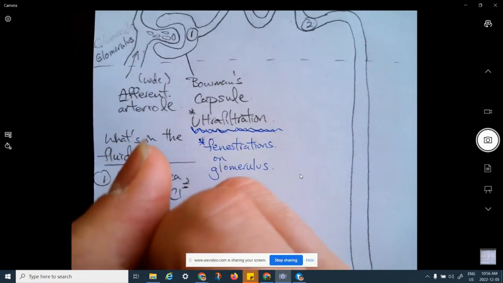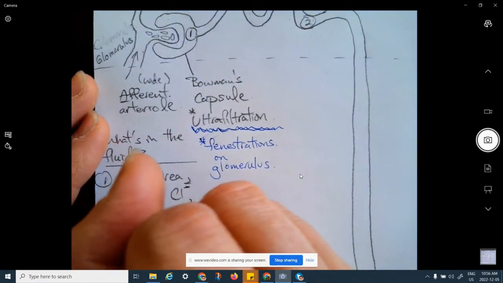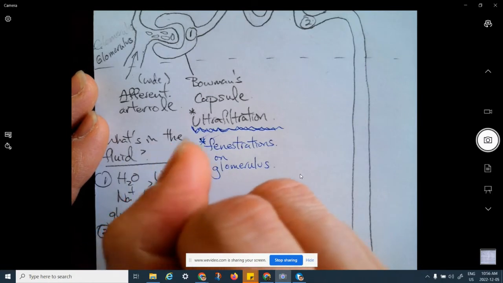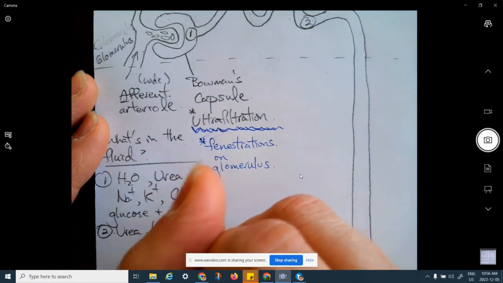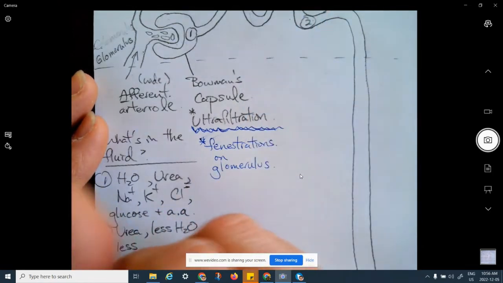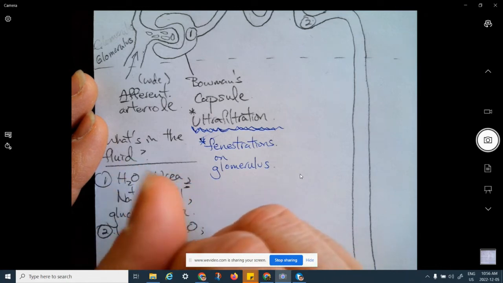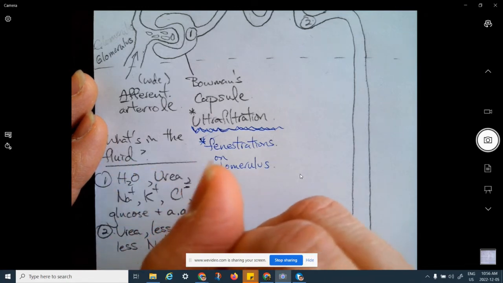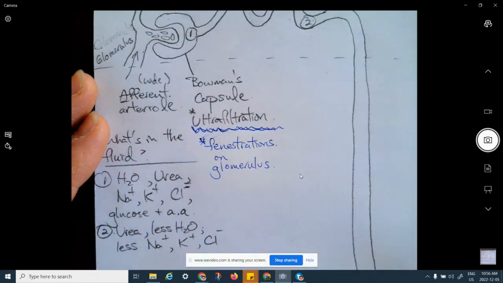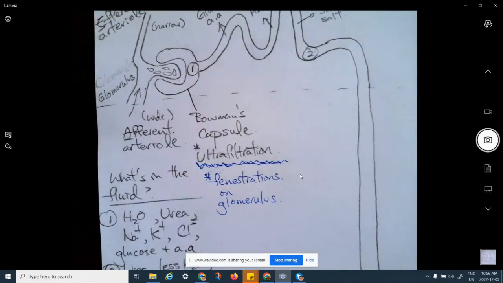Okay. Now you're going to get less water. You're losing some water, so less water and less salt. Now I just wrote salt. We're going to focus on sodium ion, potassium ion, and chloride ion. Okay.